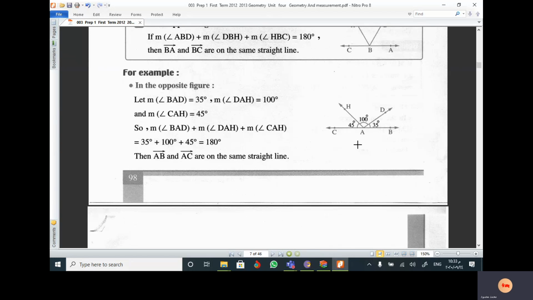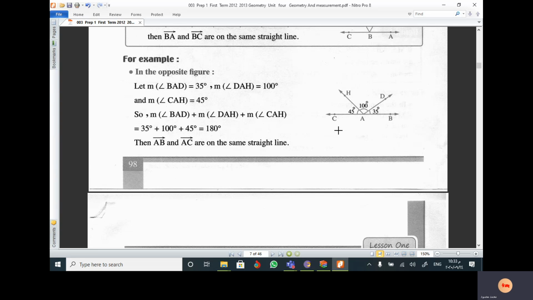Example, in the opposite figure, this angle is 35, this angle is 100, and this angle is 45. The sum of the three angles is 180. So AB and AC are on the same straight line.